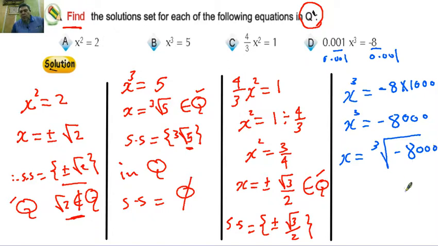Negative 8000 is a perfect cube. Then x equals negative 20. Negative 20 belongs to Q, not to Q dash. Then the solution set in Q dash equals phi. Notice this question carefully: the solution set in Q equals negative 20, and in Q dash equals phi.